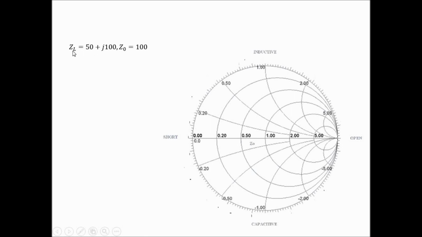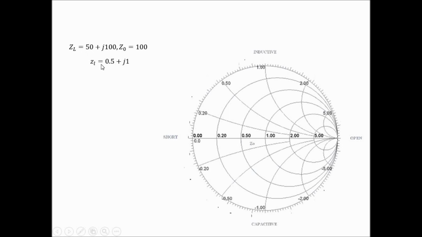To solve this, let us assume we have a load impedance 50 plus j100 and the characteristic impedance of the line is 100 ohms. So what do you have to do first? You see 50 and 100 you will not find on this chart. So you have to normalize this value. Just divide the values by 100, the characteristic impedance, and you will get the normalized value.